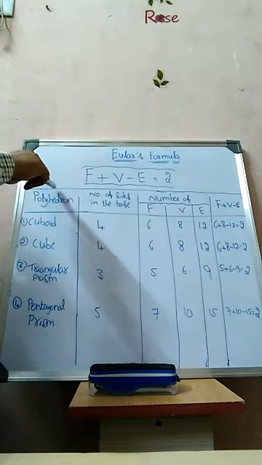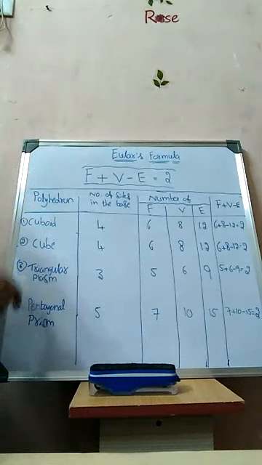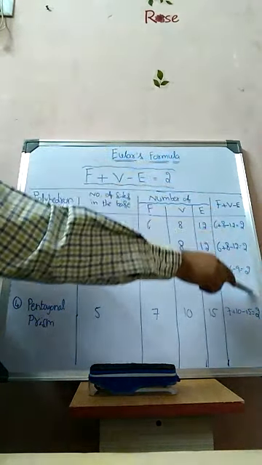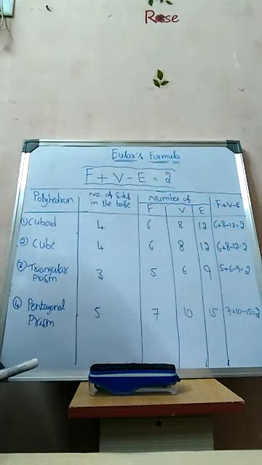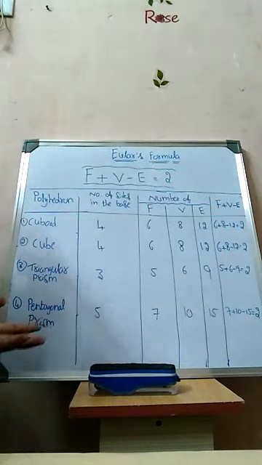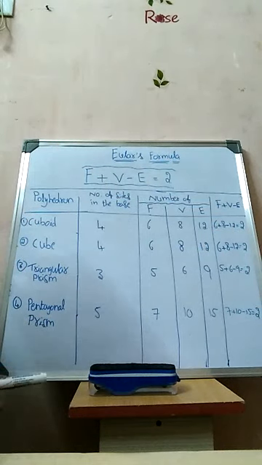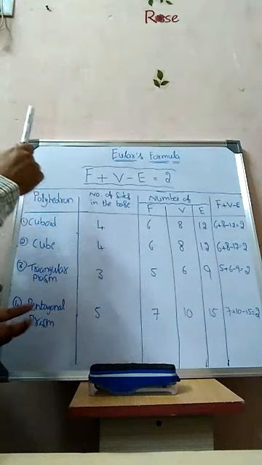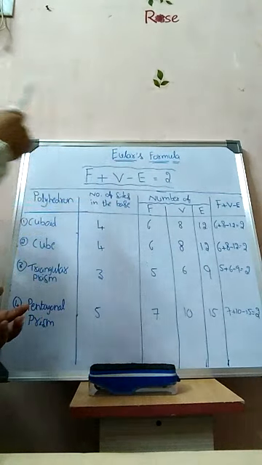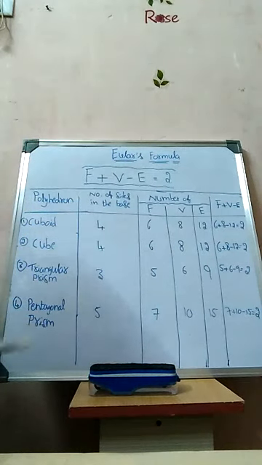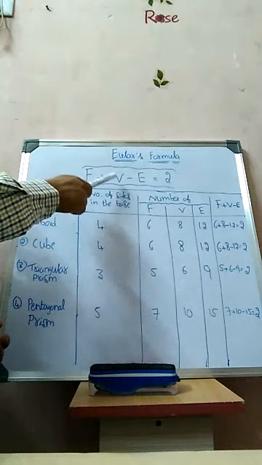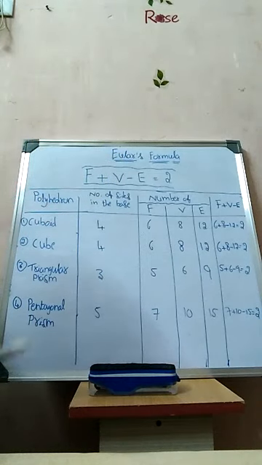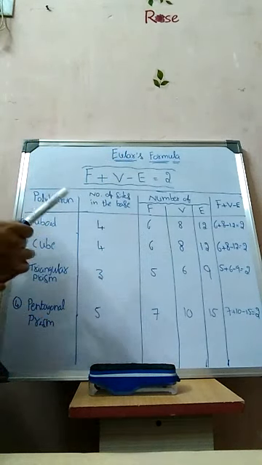So in each and every polyhedron, whatever it may be, Euler's formula gives the result as 2. So it is true for each and every polyhedron. So the relation among faces, vertices and edges according to Euler is F plus V minus E is equal to 2. Some problems we'll see on this Euler's formula.